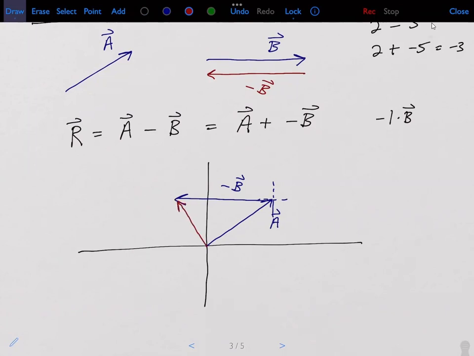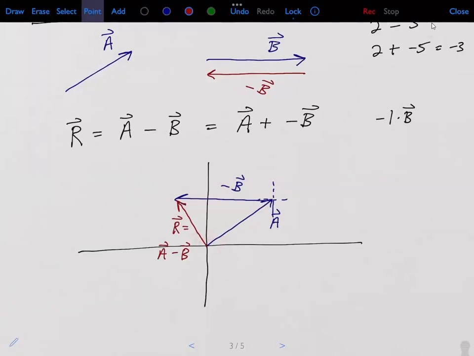So remember, I draw from the tail of the first, so the tail of A, which is at the origin, to the tip of the second one. And then that actually is now going to be my resultant. That is equal to A minus B. Okay, so that would be the vector. And then, of course, if we're doing this graphically, we'd have to measure the length. We'd have to have some conversion factor and measure the length of that to convert it back to whatever the units are, and then measure the angle with the protractor.